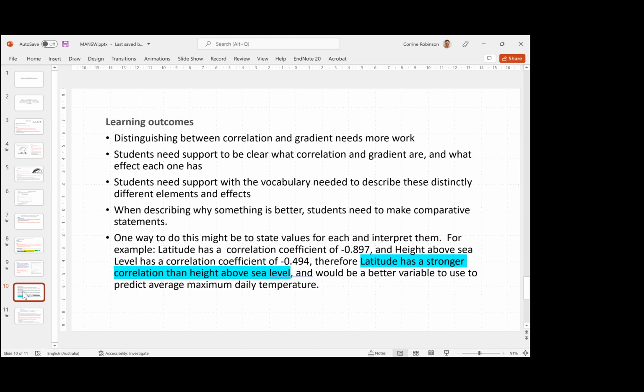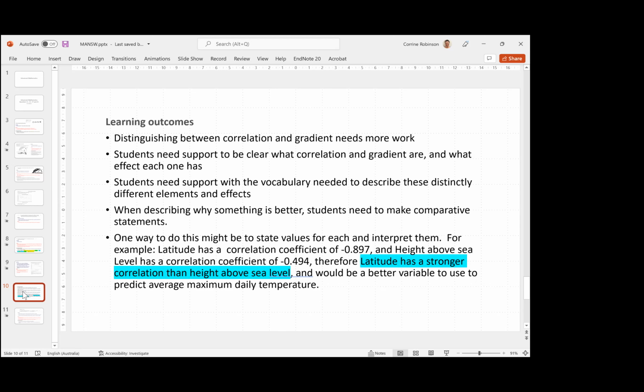and interpret them. An example I've got here is that latitude has a correlation coefficient of minus 0.897 and height above sea level has a correlation coefficient of minus 0.494. Therefore, latitude has a stronger correlation than height above sea level and would be a better variable to use to predict average maximum daily temperature.